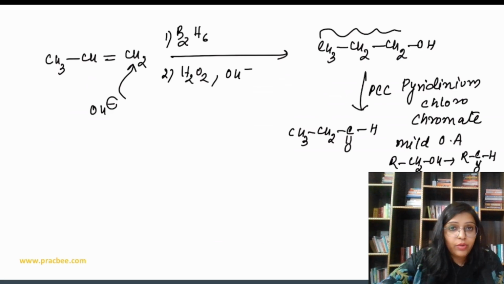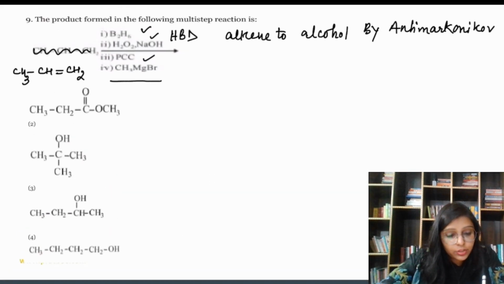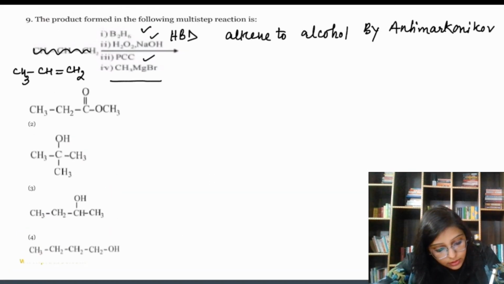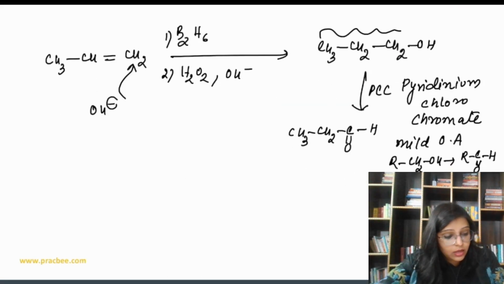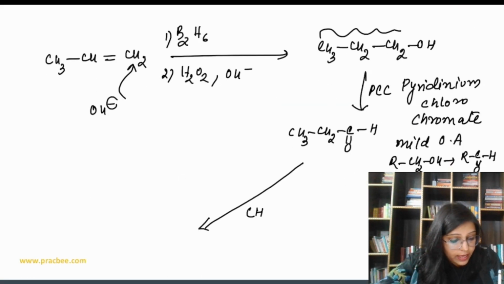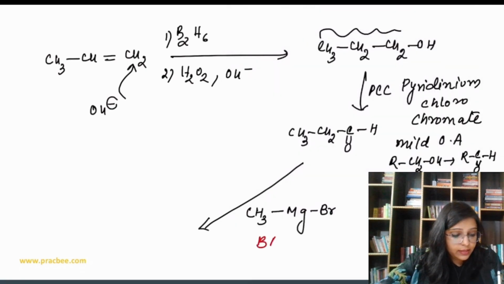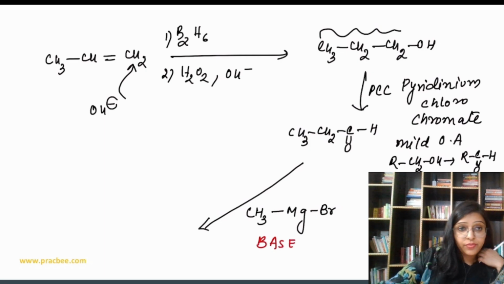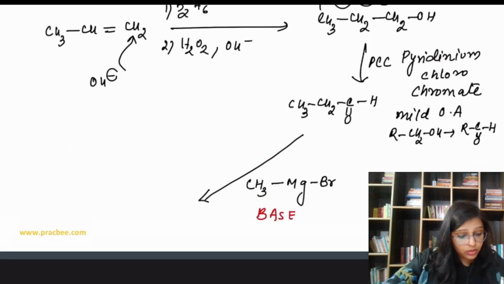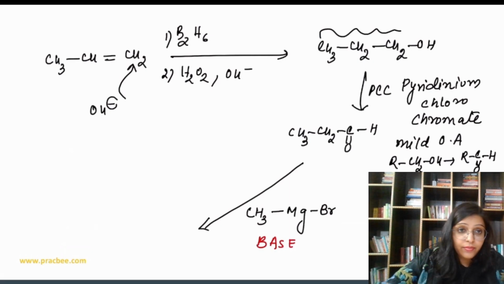Now next part, CH3MgBr. What is the role of this? This is a base. So in presence of acid, it abstracts hydrogen. But here we do not have any acid, so it shows nucleophilic addition.